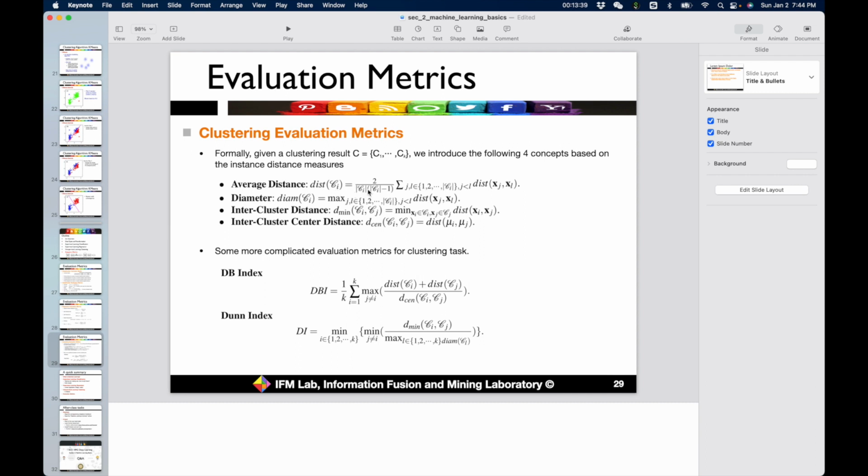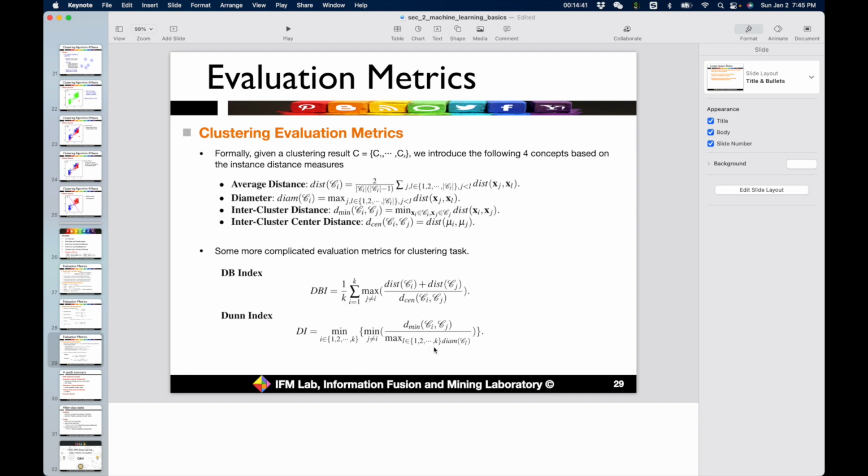You can check here, right? And the second one is called the diameter of the cluster. We will define the inter-cluster distance between two clusters and the inter-cluster center distance between two clusters. So by defining these four concepts, we can define two metrics for evaluation purposes of the clustering models. The first one is called the DB index. Another index we can define for clustering evaluation purposes is called the Dunn index.